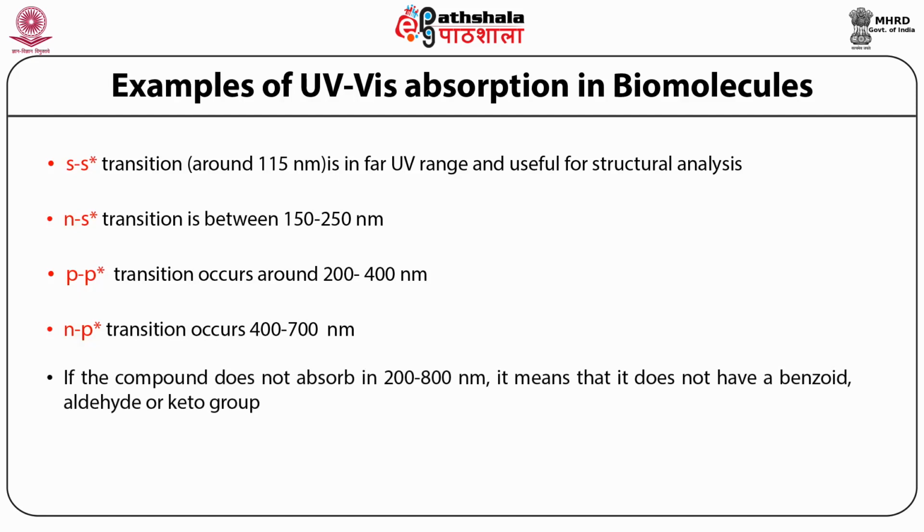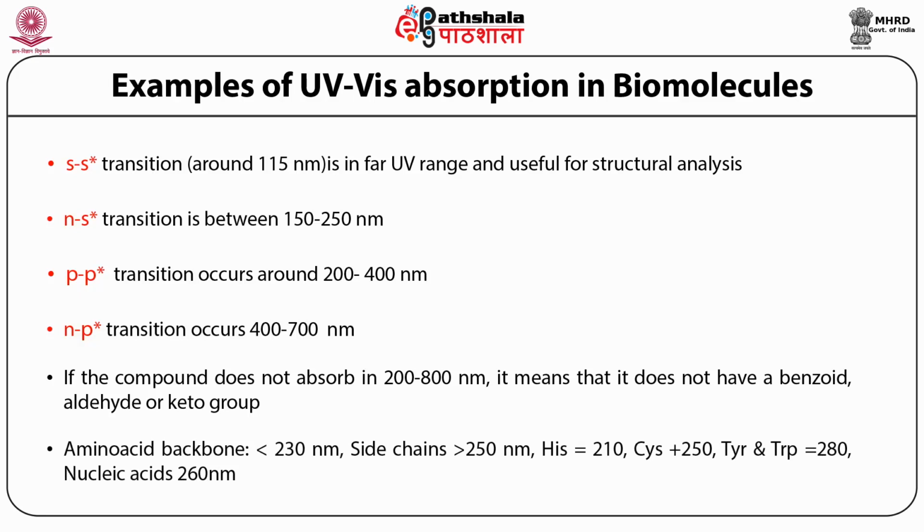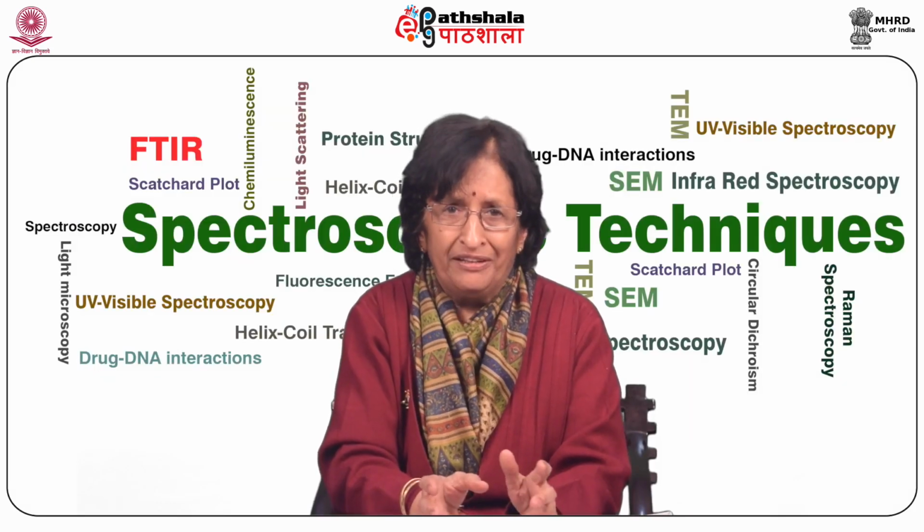If the compound doesn't absorb between 200 to 800 nanometers, it means that it doesn't have a benzoid, aldehyde or a keto group. Amino acid backbone absorbs at less than 230 nanometers, side chains greater than 250 nanometers, histidine 210, cysteine 250, tyrosine and tryptophan around 280, nucleic acid around 260 nanometers. These are useful transitions. Now, what instrumentation do we need?